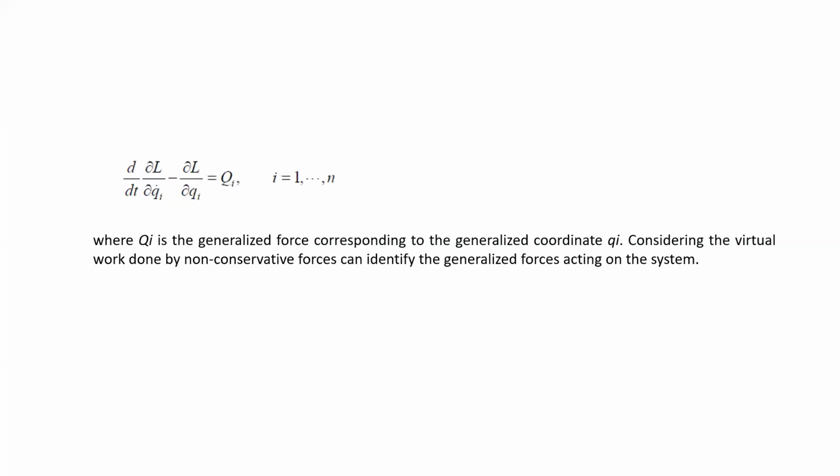Using the Lagrangian, the equation of motion of the dynamic system is given by d by dt of dou L by dou qi dash, minus dou L by dou qi, which is equal to capital Qi, where i is equal to 1 to n, where capital Qi is the generalized force corresponding to the generalized coordinate qi. Considering the virtual work done by non-conservative forces, we can identify the generalized forces acting on the system.